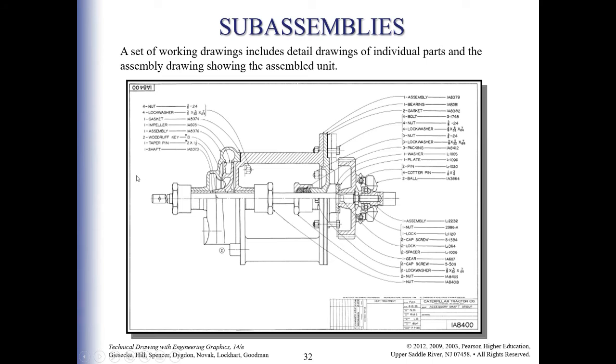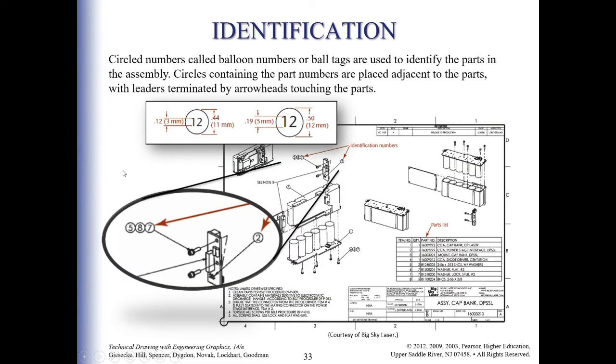This is an example of sub-assemblies, which is a set of working drawings, including the detailed drawings of individual parts. For the size of the balloons, one must consider a size between either 10 mm or 11 mm, or 12 millimeters. And the size of the information numbers is either 3 mm to 5 mm.